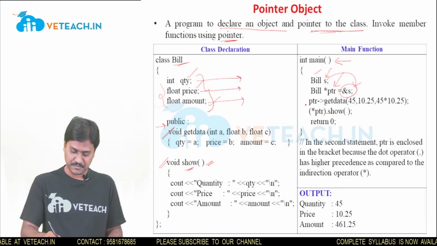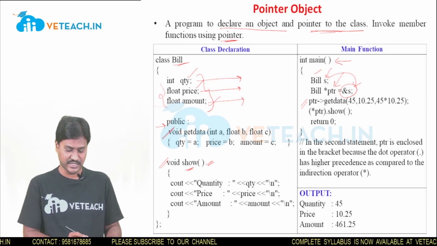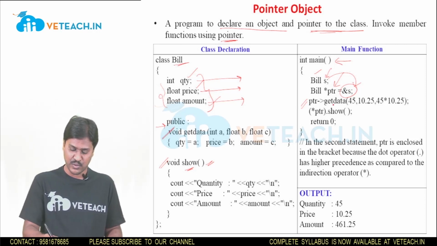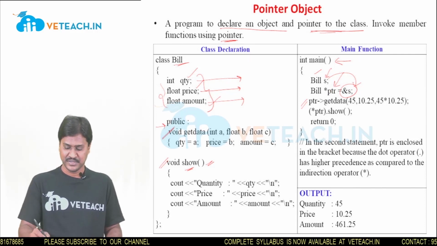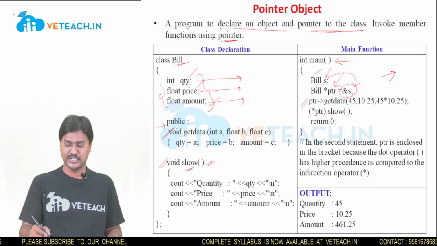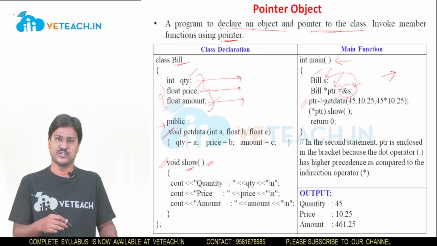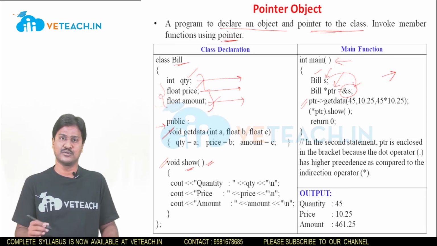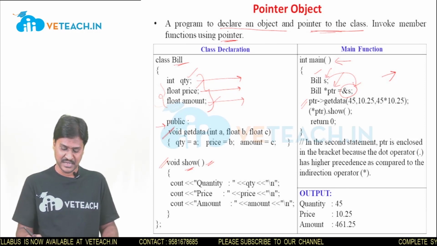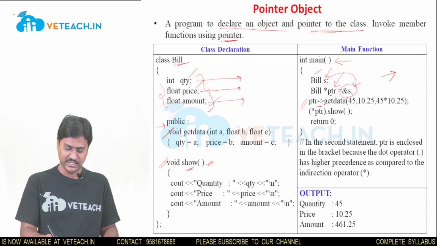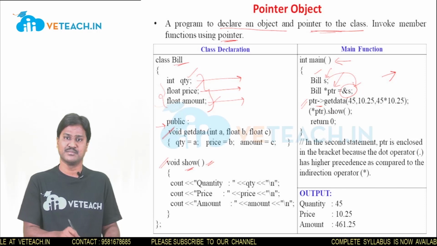Next, I am accessing the member functions get data and show. And how am I accessing them? ptr is a pointer object, so we need to use the arrow operator to access the members of the class. This one is already covered in the previous topics, classes and objects, where we saw how to declare pointer objects and how to access the members through pointers. The same scenario is used here. ptr is a pointer object. Here, ptr arrow get data. Get data is a member function name.